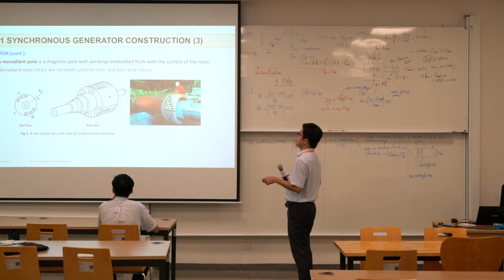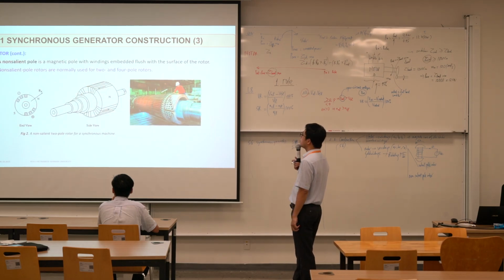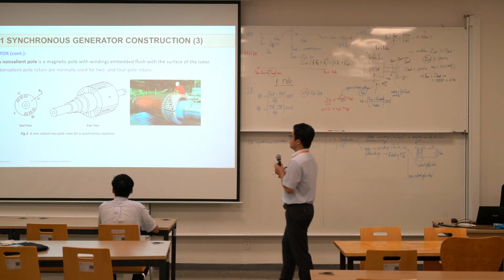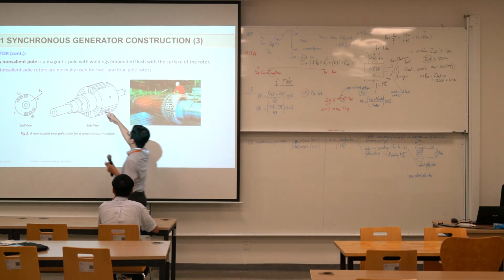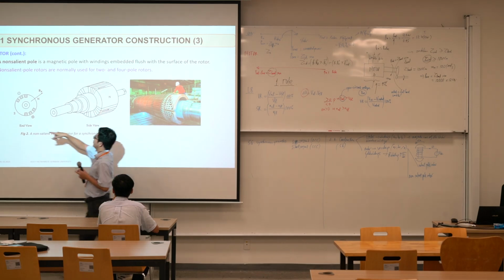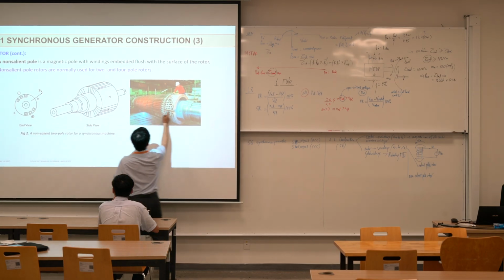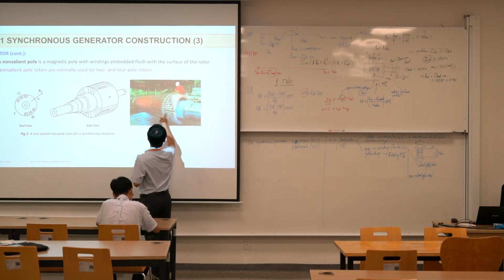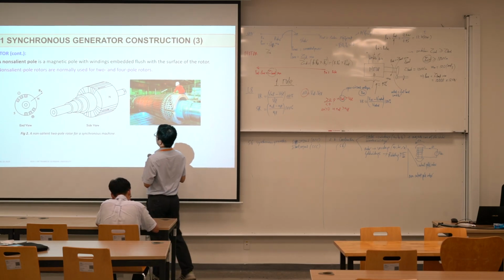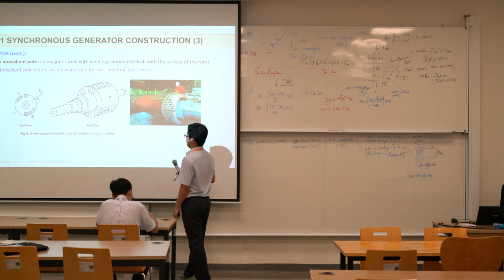Now, non-salient. Look, a non-salient pole is a magnetic pole with winding embedded flush with the surface of the rotor. Okay, look at this one. This is the rotor winding, right? This is cross, this is not. That means come in, go out, go in, go out. Look, here, go in, out, in, out. That is okay.